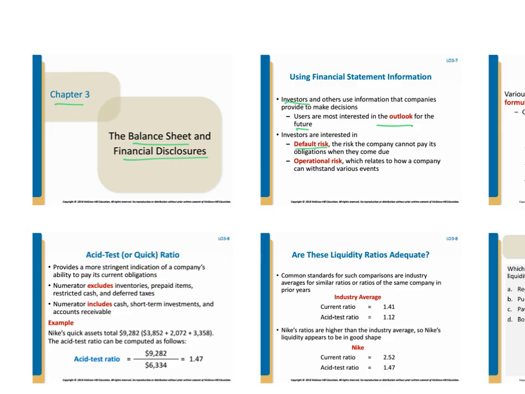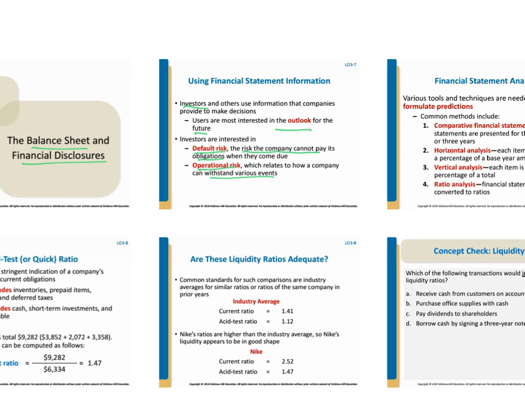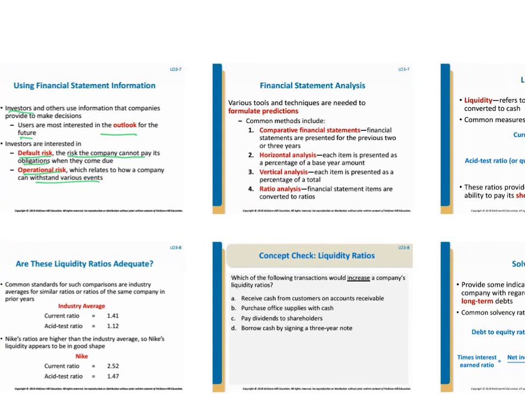Often they're concerned with things like default risk, which is the risk that the company cannot pay its obligations, or operational risk, which relates to how a company can withstand various different events. When we do financial statement analysis, there's a number of different methods that we can use. For instance, we produce comparative financial statements. Each year, we don't just show the current year's financial statement information, but we might show the previous 2 or 3 years historically so that we can compare from one year to the next and look for trends.